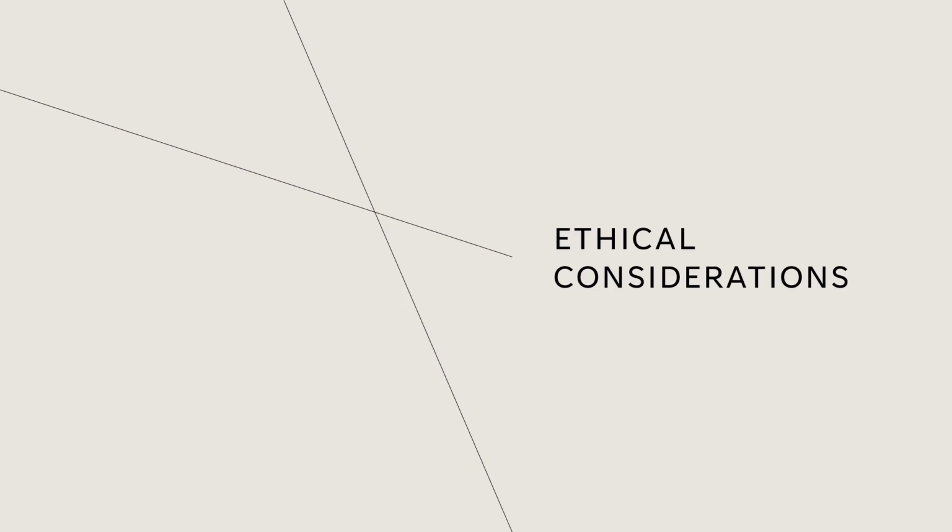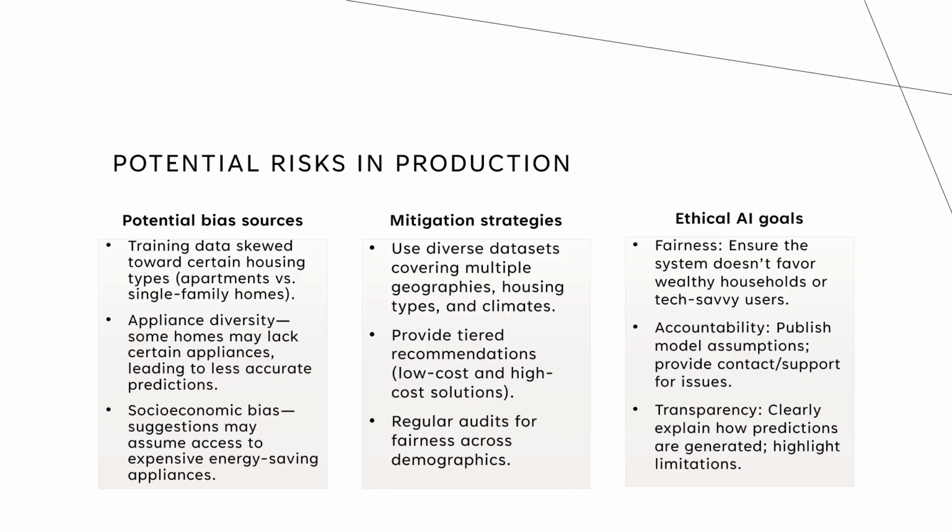Ethical considerations. Potential risks in production. Potential bias sources: training data skewed towards certain household types, such as apartments or single-family homes.